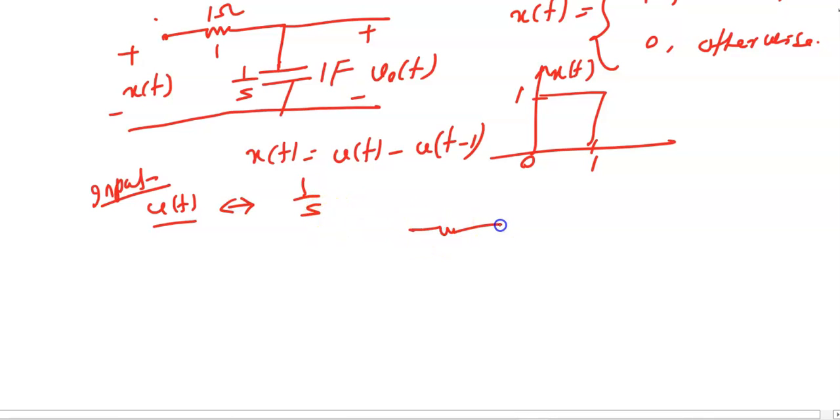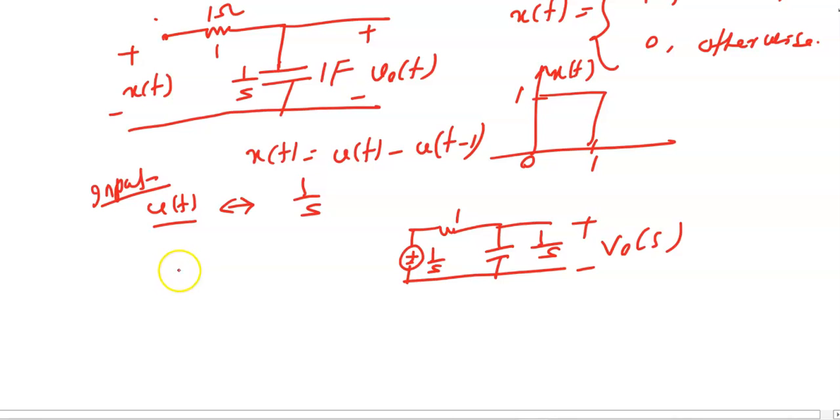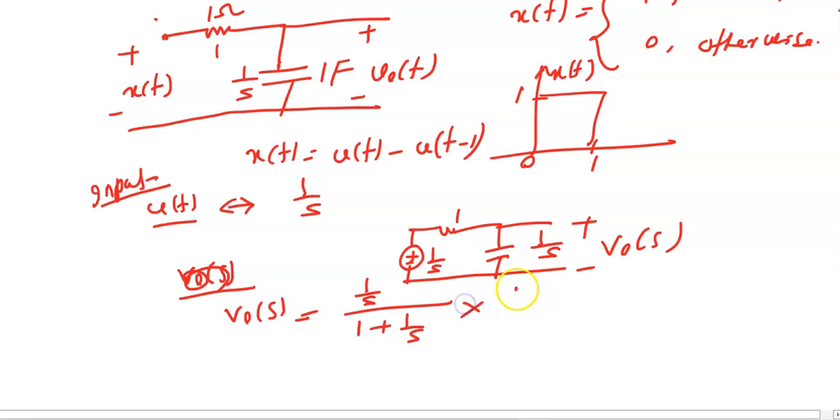So my circuit is converted into a Laplace transformed circuit. This is 1 upon s, this is 1, then it is 1 upon s, and this is my V0(s). V0(s) is equal to, this is simple potential division, that is (1 upon s) upon (1 plus 1 upon s) into 1 upon s, right? So 1 upon s plus 1, into s.